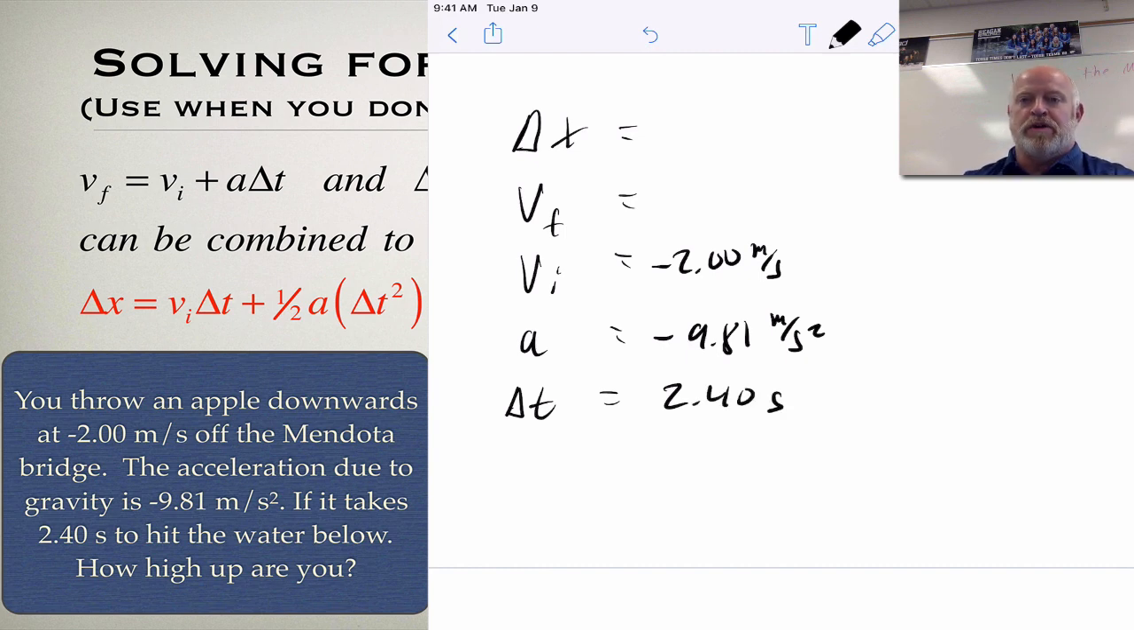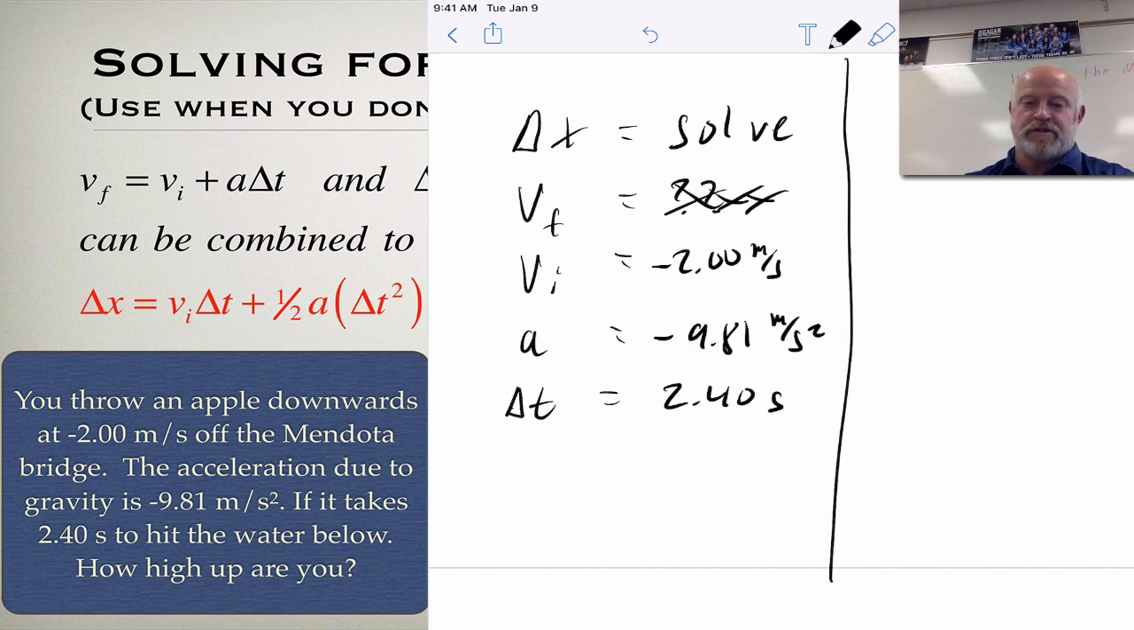We do not know the final velocity. No clue what this is. In fact, we don't care that we don't know that. We want to know how high up we are, so we want to know our displacement. This is what we're going to solve for right here. So let's set our equation up.